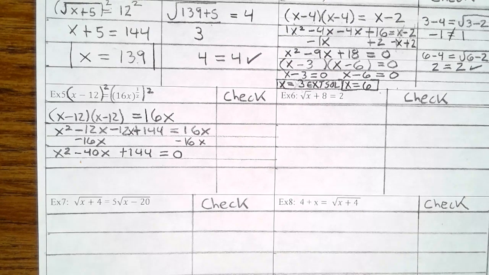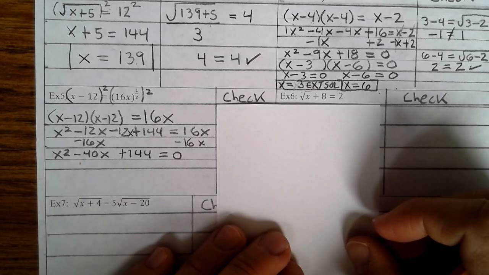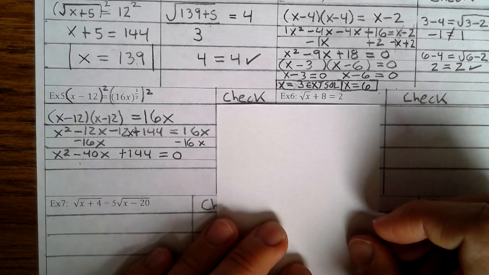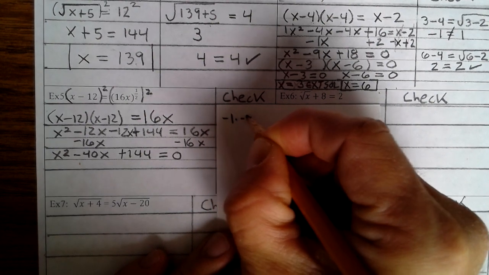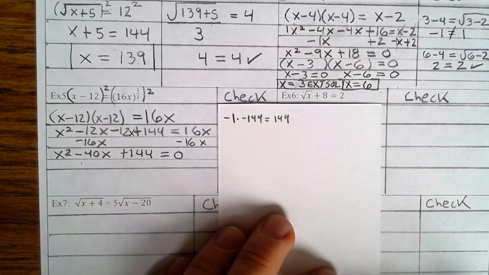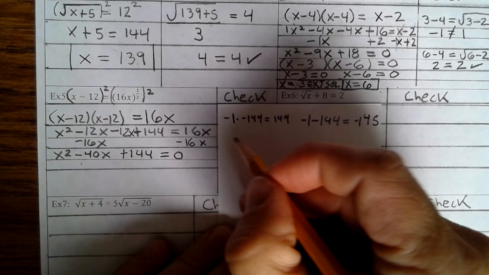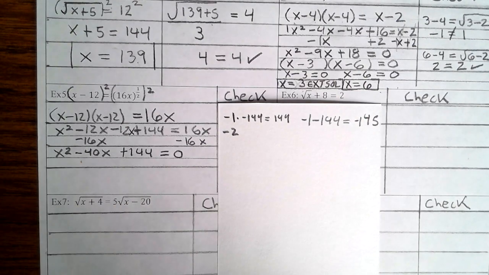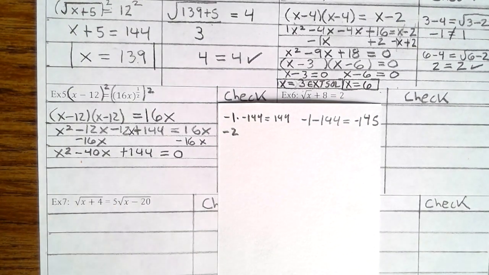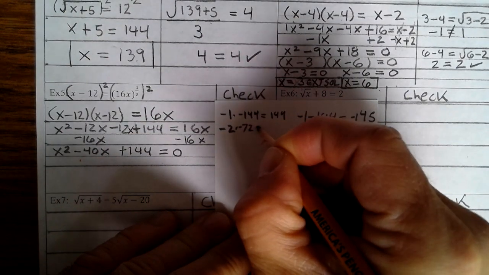So negative 1 times negative 144 is 144. Okay. Negative 1 minus 144 is negative 145. That doesn't work. Negative 2 times negative 72 is 144. Negative 2 minus 72 is negative 74. So you can see we're getting closer to negative 40, but we're not there yet.